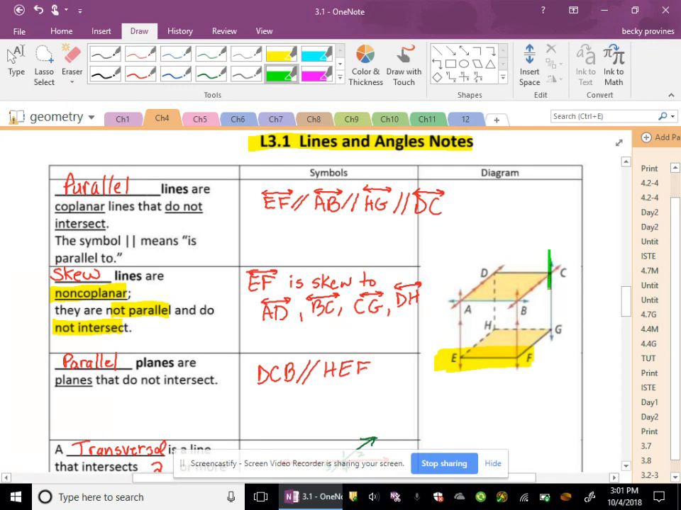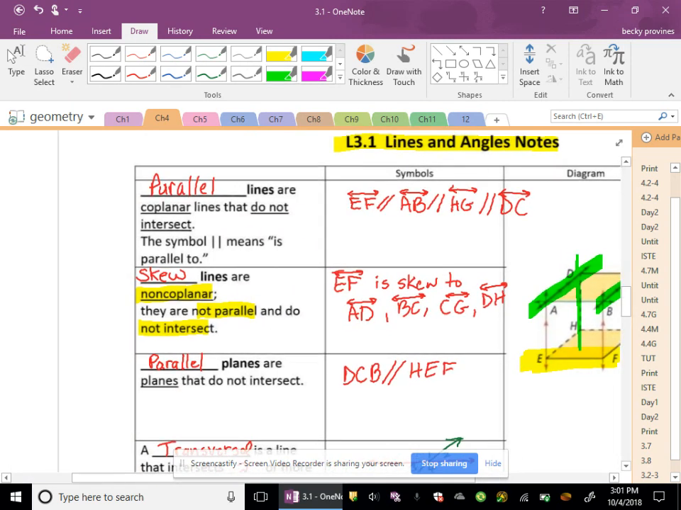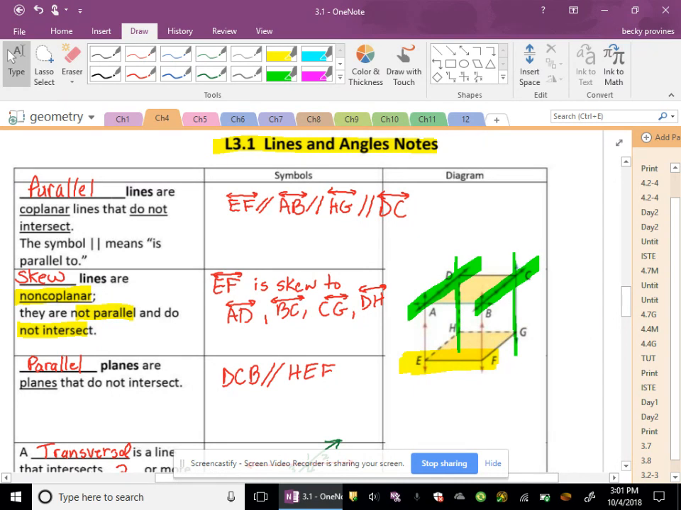So when I say CG doesn't intersect it, you have to remember that's actually behind it, and the yellow line's in front of it. They're never going to intersect. And DH here, it's back behind EF. They're never going to intersect. Another one, AD, it's up above, and also BC. So those little green lines are all skew to the original yellow line, which is EF.